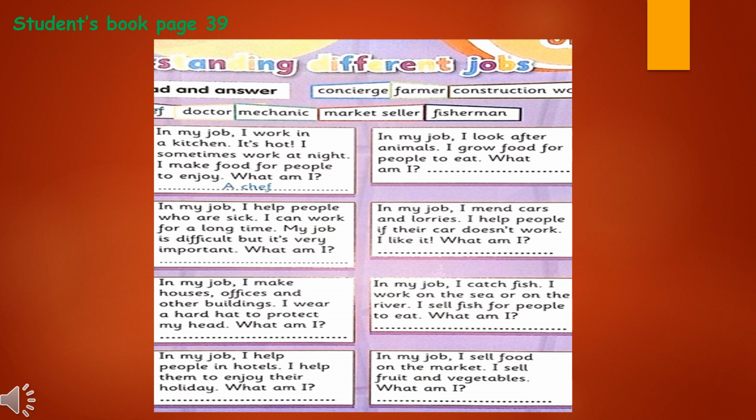Next. In my job, I help people in hotels. I help them to enjoy their holiday. Who works in a hotel? Yes, excellent. A concierge. The last box. In my job, I sell food on the market. I sell fruit and vegetables. What am I? Yes, the market seller.